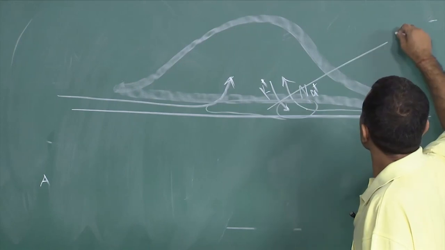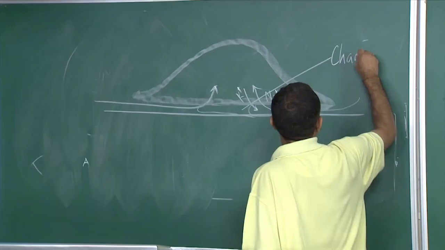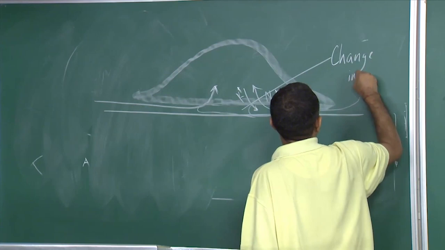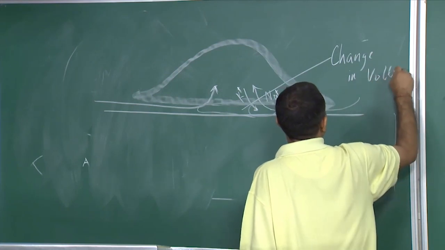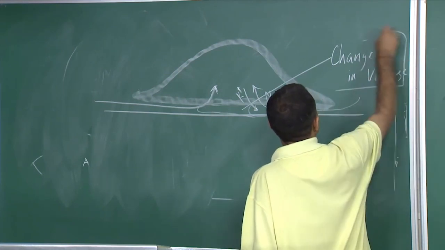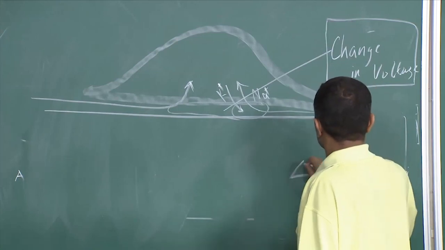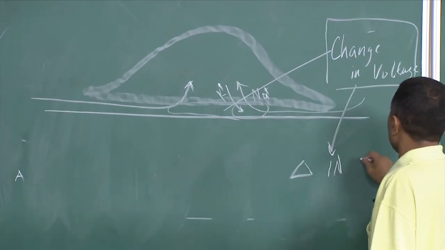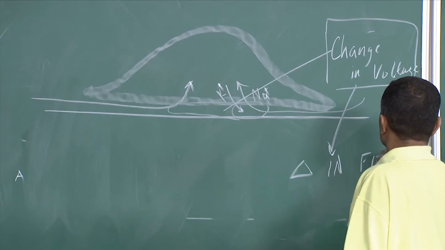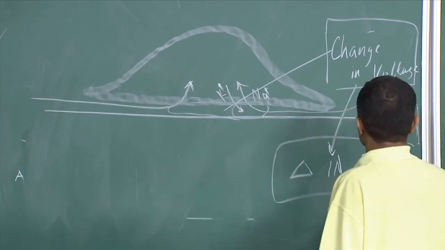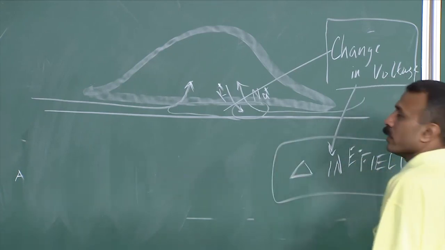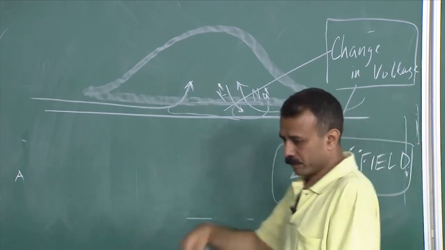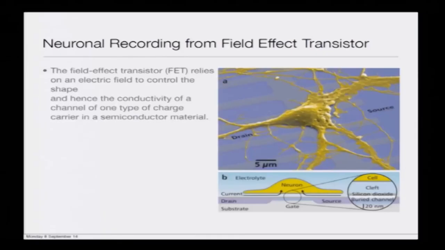In this zone there is a change in voltage, and I am just showing the change in field, or change in electric field, I should put it. Now, coming back, our field effect transistors, now read that on your left hand side.